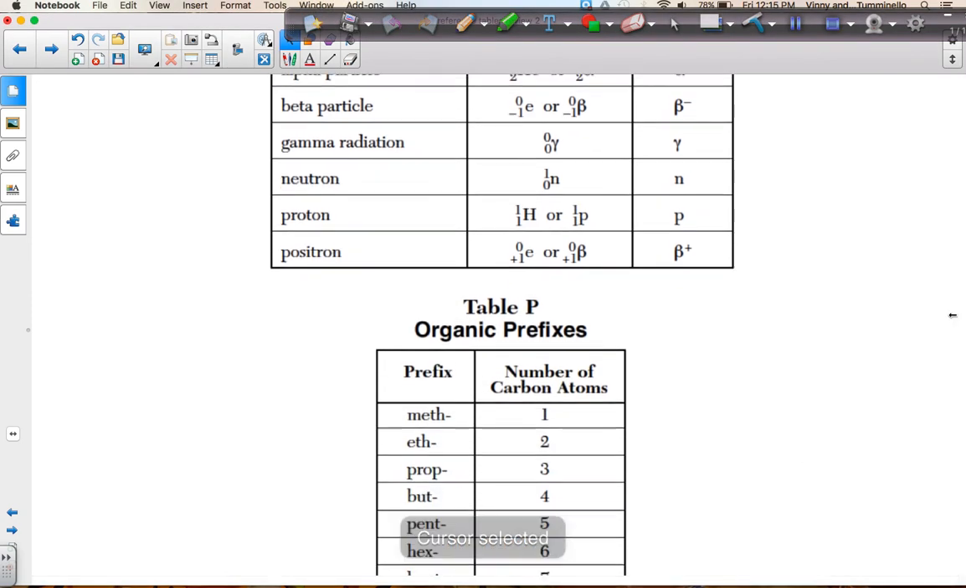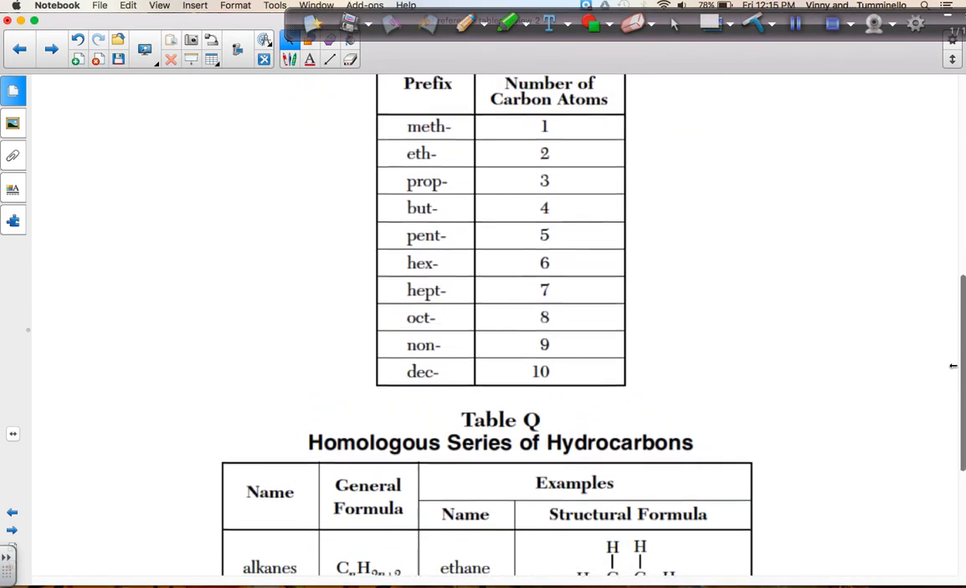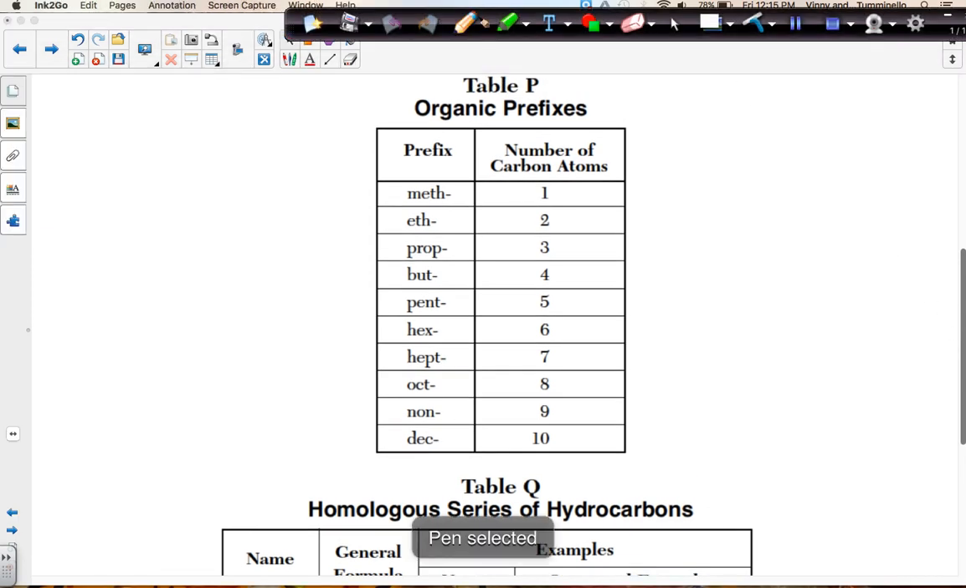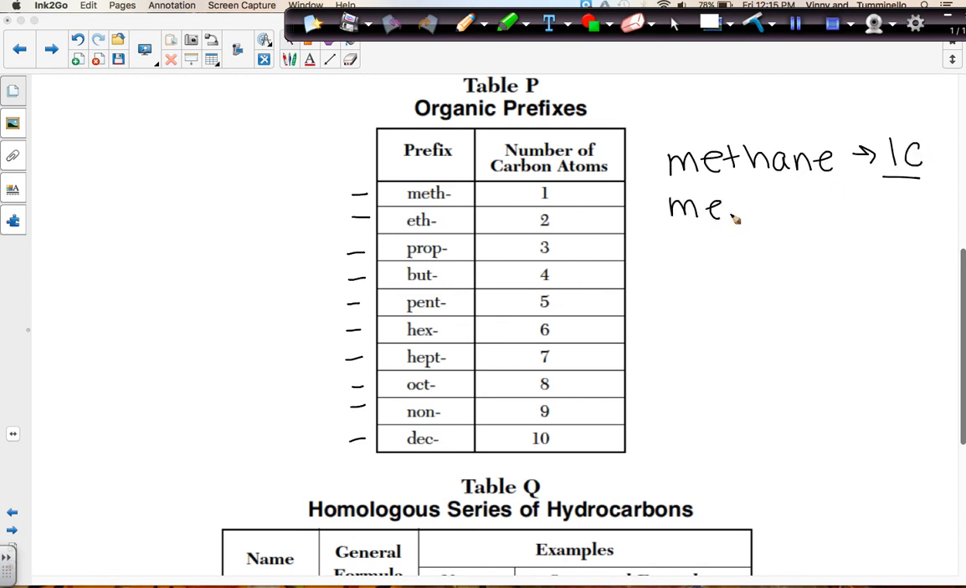If we go to Table P, remember these are our organic prefixes. If you see any name that starts with or has meth, eth, prop, but, pent, hex, hept, oct, non, or dec in it, that is telling you about the number of carbon atoms. For example, methane has 1 carbon. Methanol has 1 carbon.